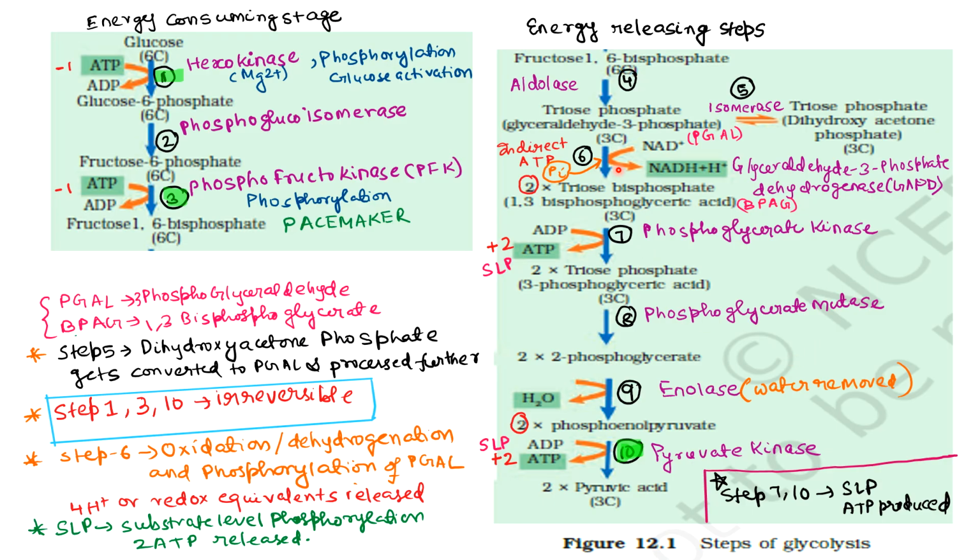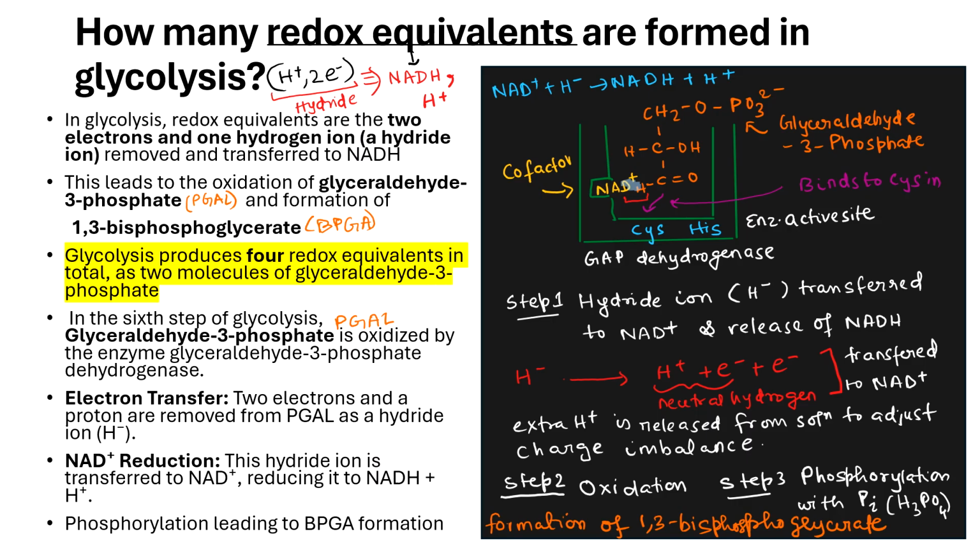We will just cover a little more extra about step number 6. So let's look at it now. Let us now see how many redox equivalents are formed in glycolysis. Okay, for that you need to see step number 6 of glycolysis, where glyceraldehyde 3-phosphate is getting converted into 1,3-bisphosphoglycerate. So essentially what is happening here?